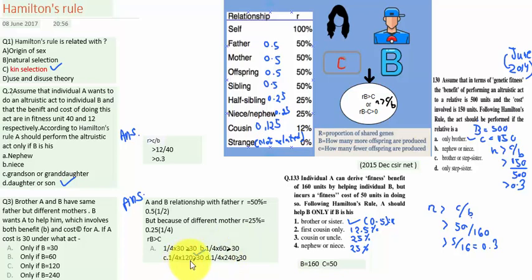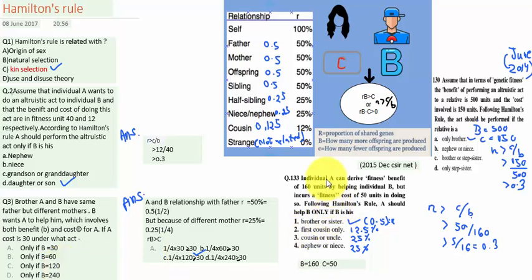The right option is C, 1 by 4 into 120 greater than or equal to 30. If you calculate it, it will become 30. The answer is 30, which is greater than or equal to 30. So the answer is C. Option is C, only if B is 120.